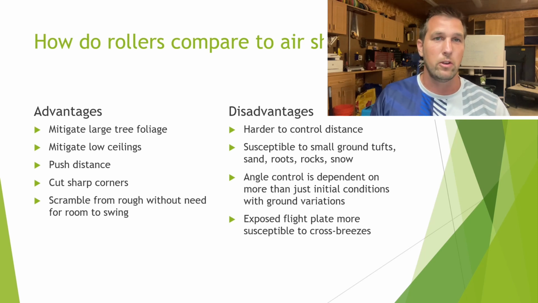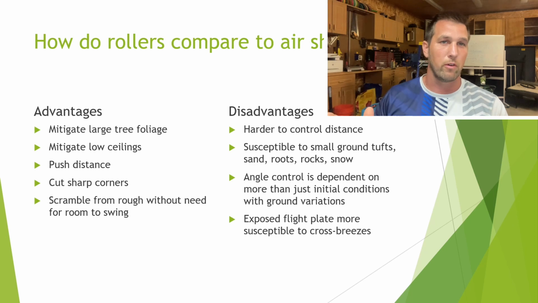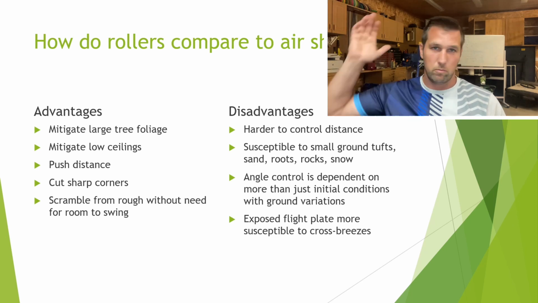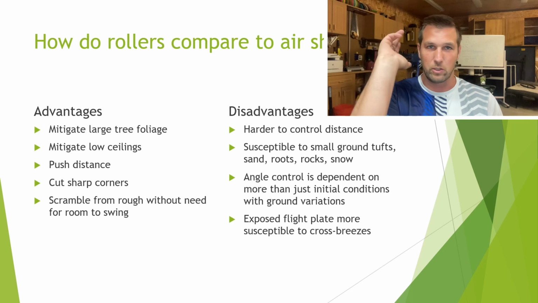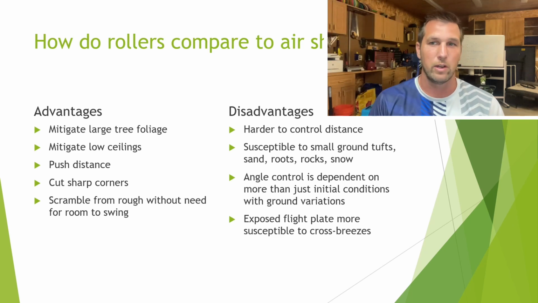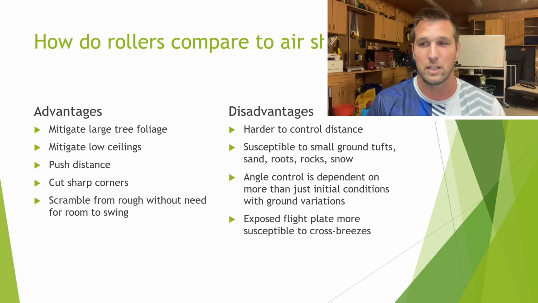And then scrambling, you don't need a lot of room to swing. If you're just throwing a forehand roller, all you need is just a little bit of space. You can pop one out with just the flick of your wrist. It's a pretty easy shot to hit.